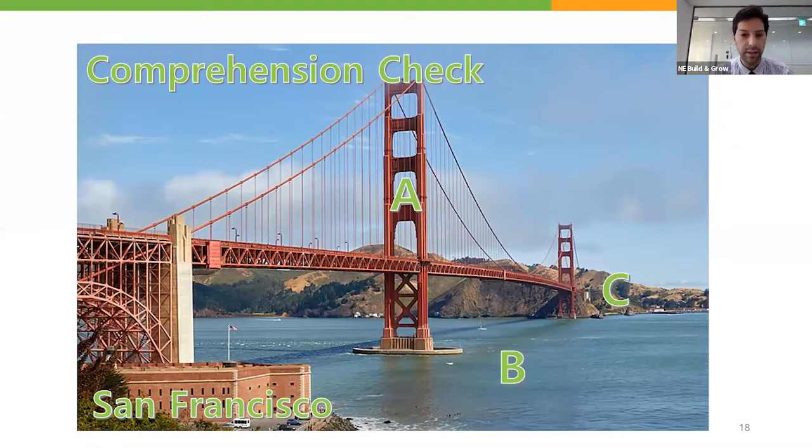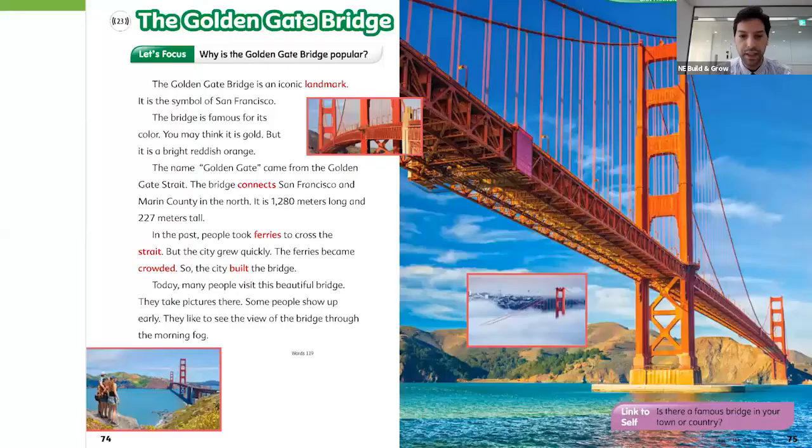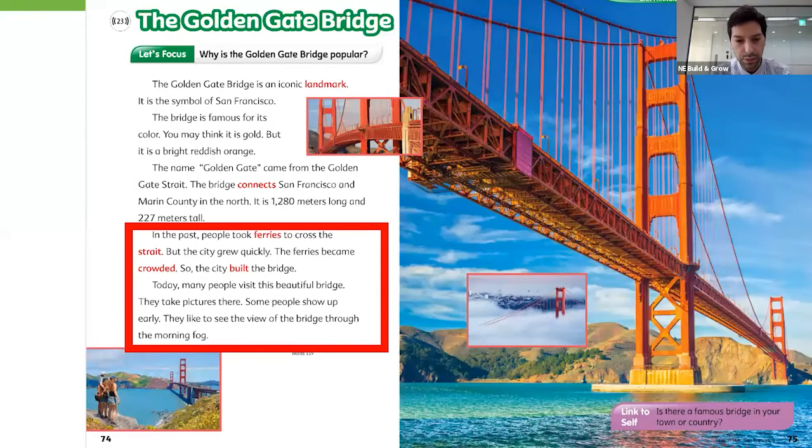Okay, so we're gonna move on to the next part of the passage, right? And I'm gonna give you guys 10 seconds, maybe a little bit more, 15, to read through this because it's 2 little paragraphs. And then we're gonna do another comprehension exercise based on the same picture. So 15 seconds, go.